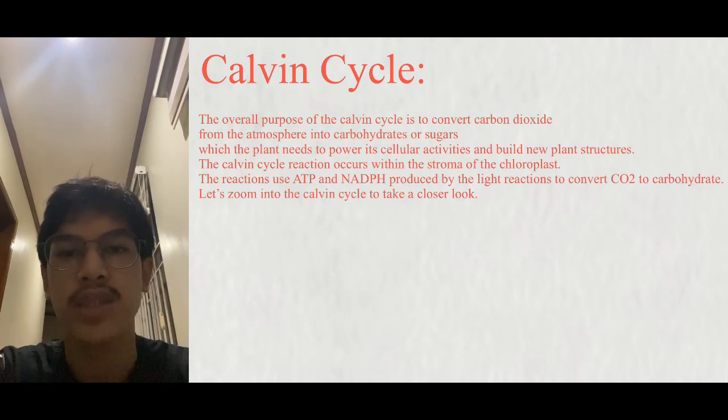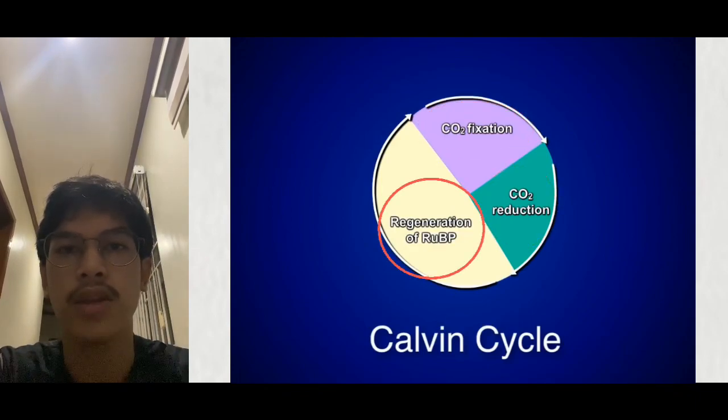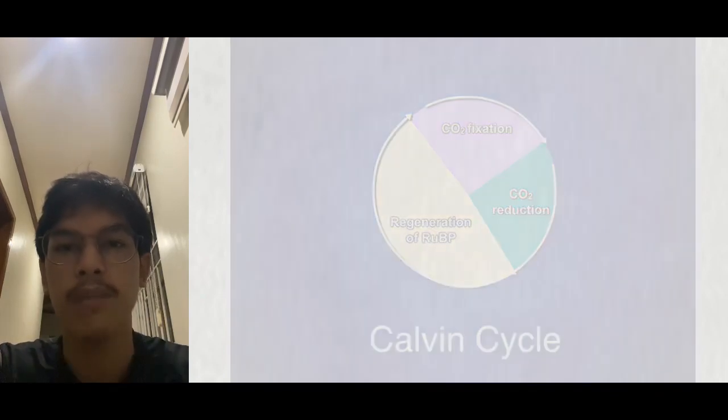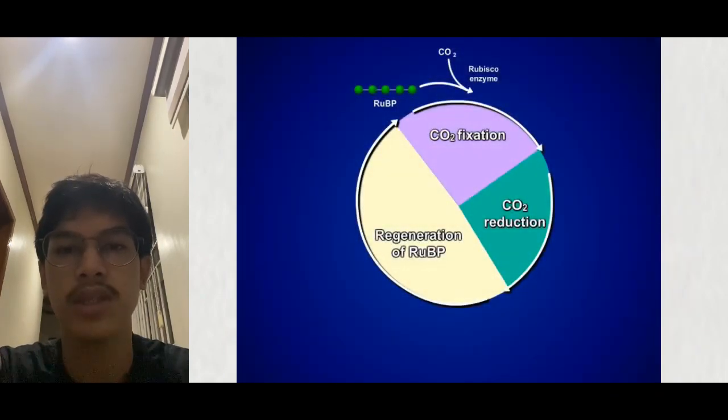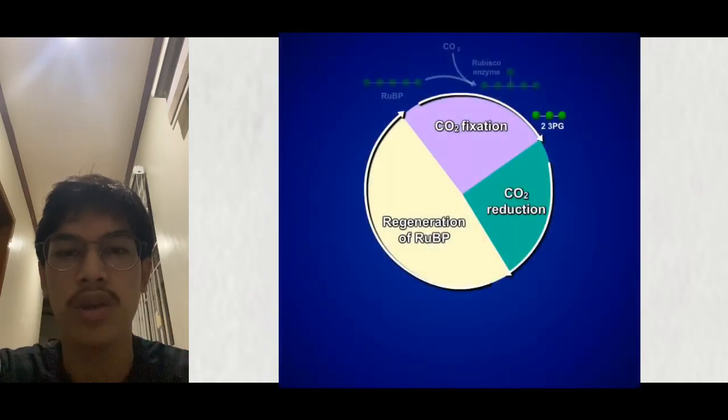Let's zoom into the Calvin cycle to take a closer look. The Calvin cycle can be divided into three phases: carbon dioxide fixation, carbon dioxide reduction, and regeneration of RuBP. The first phase, carbon dioxide fixation, basically captures the CO2 from the atmosphere, so it can be used in the reactions. To do this, CO2 is attached to RuBP, a 5-carbon molecule. The enzyme used in this reaction is called Rubisco, and the result of the reaction is an unstable 6-carbon molecule that quickly splits into two 3-carbon molecules called 3-phosphoglycerate or 3PG.